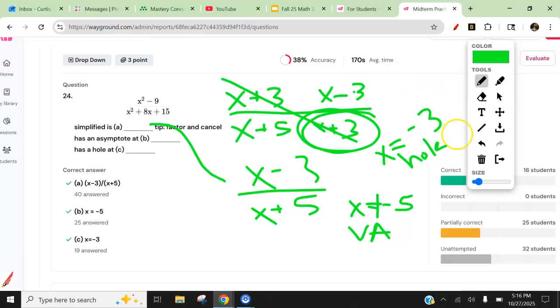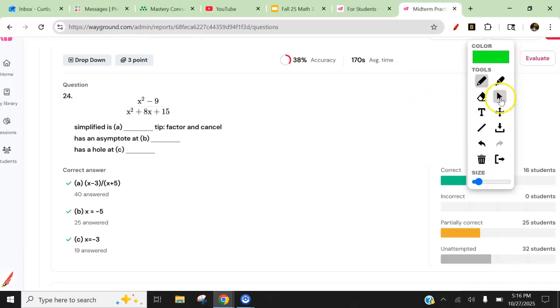You probably wouldn't know to look for it because it's difficult to find. You definitely got to be able to factor and cancel and recognize when you have an asymptote and when you have a hole.